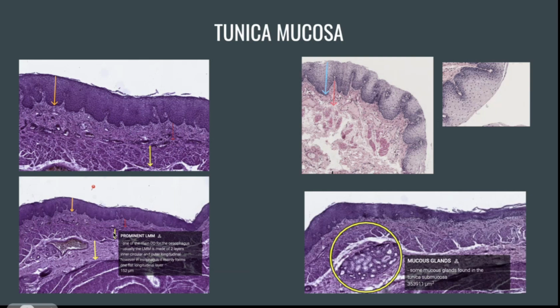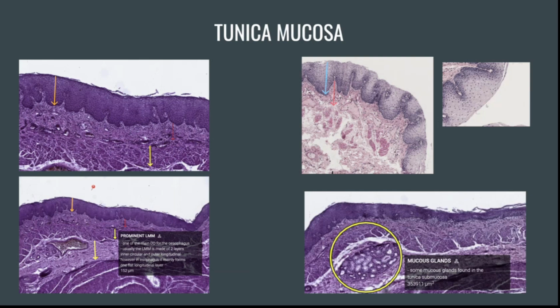Now, the special thing about the esophagus is that usually you have two layers of muscle, the inner circular and the outer longitudinal layer, in the lamina muscularis mucosae. But in the esophagus, there is only one prominent longitudinal layer of muscle. This is one of the differential diagnostic features for the esophagus as well. So, just to summarize overall: stratified squamous non-keratinized epithelium, lamina propria mucosa, and then only one longitudinal layer of the lamina muscularis mucosae.